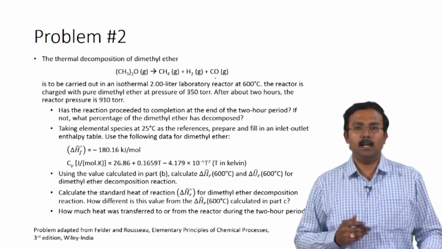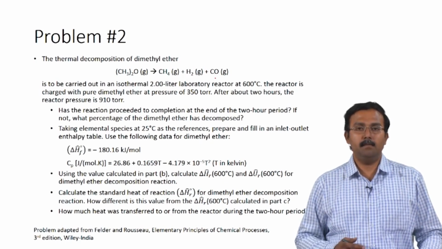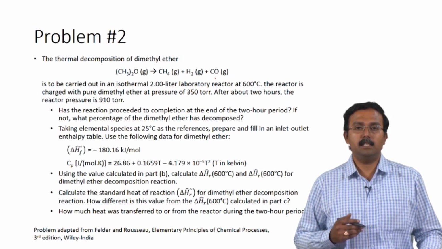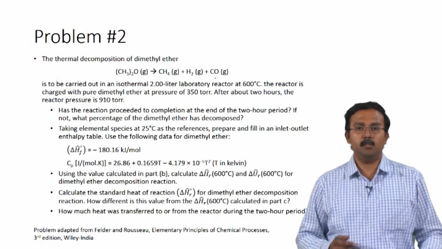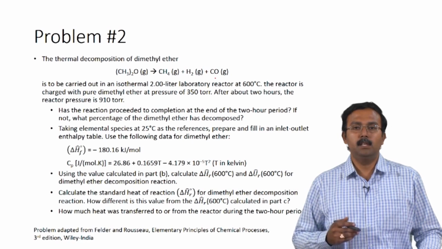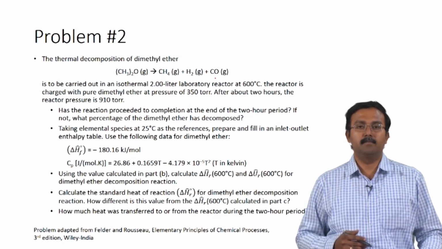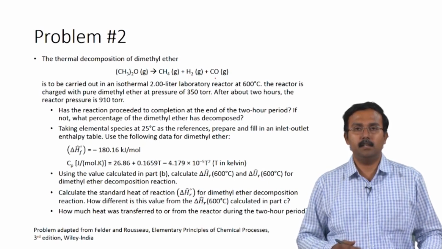Taking elemental species at 25 degrees Celsius as the reference state, prepare and fill an inlet and outlet enthalpy table. Use the following data for dimethyl ether. Heat of formation for dimethyl ether is minus 180.16 kilojoules per mole. Cp for dimethyl ether, in terms of kilojoules per mole Kelvin, is given as 26.86 plus 0.1659 T minus 4.179 times 10 power minus 5 T squared, and temperature here is in Kelvin. So, this is to be taken carefully. If you have the temperature value in Kelvin, you should appropriately use the right units for the Cp value.